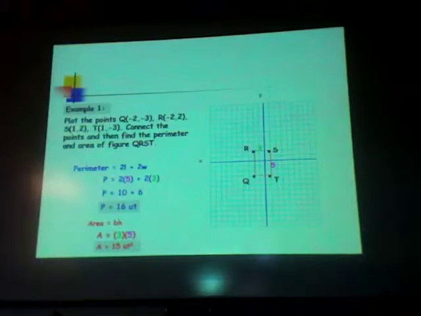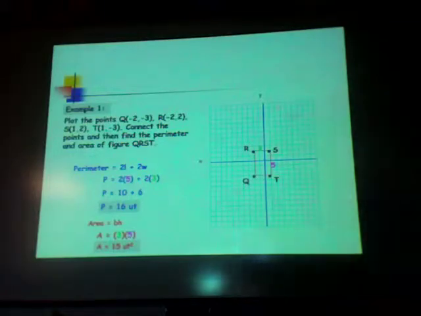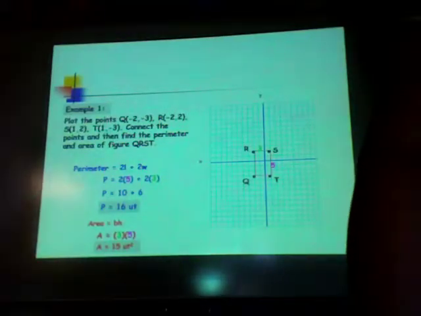So really what I wanted you to get out of this was A, do you remember how to plot points? B, do you remember simple perimeter and area of a rectangle, which also goes along with a square, right? And then what are the units raised to? Perimeter's first, area's second.